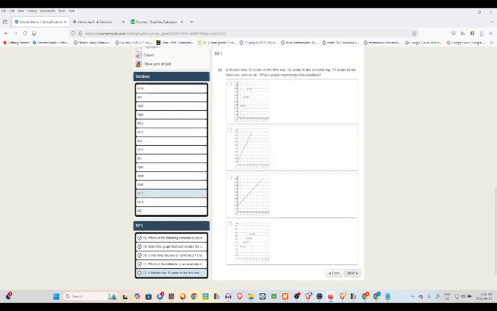Now, a theater has 15 seats in the first row, 20 in the second, 25 in the third, and so on. Which graph represents the situation? If we look at this, these are going up by 5. It's 1 15, 2 20, 3 25. You're not going to have a fraction of a row.